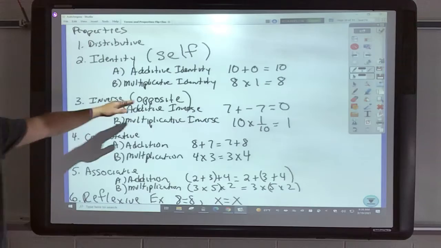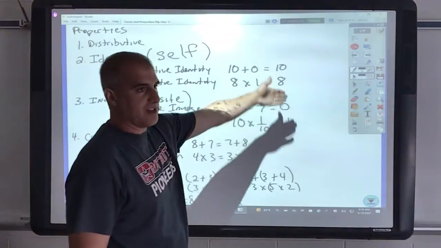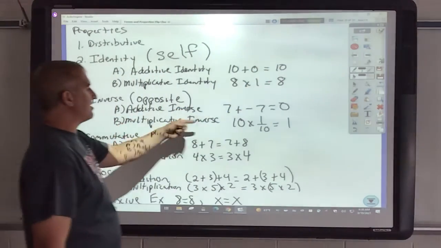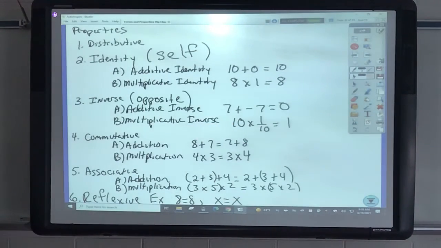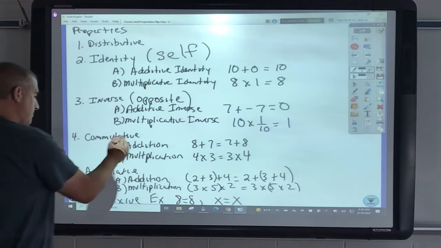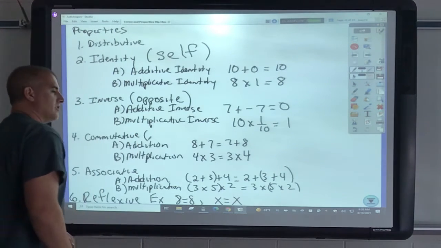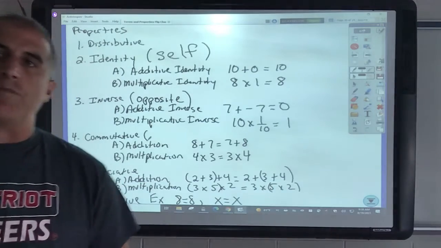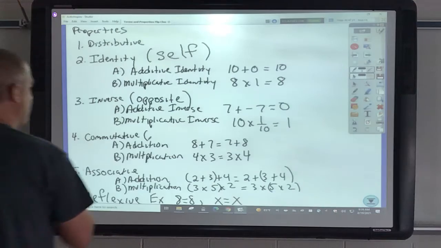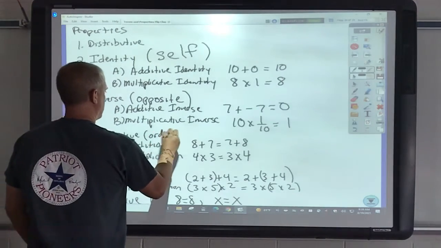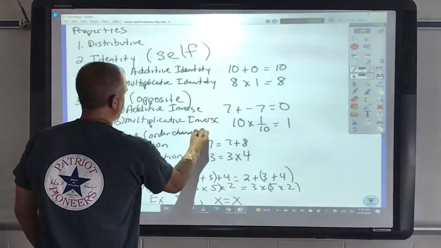So if you're adding, what's the opposite? 7 plus negative 7 gives me 0. If I'm multiplying, what's the opposite? 10 times its reciprocal, 1/10, gives you 1. That's how easy that is. The next easy one is commutative. Big thing in our area is commuting to work. What does that mean? You go back and forth. So just the order changes.